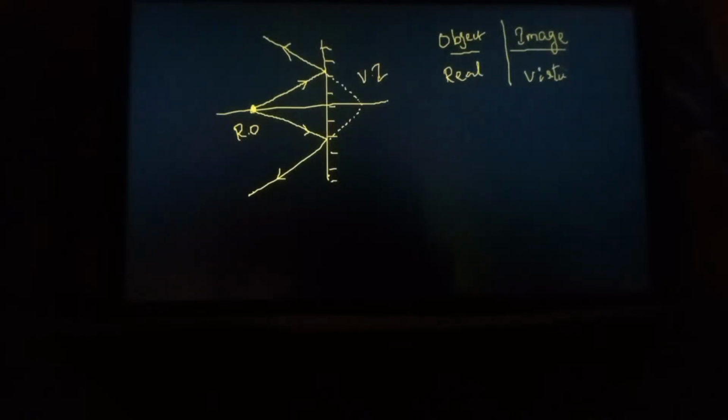Real object and virtual image. Here you have to understand. Here is the object, and here is its image. So the object is real and the image is virtual. Object is real, image is virtual.